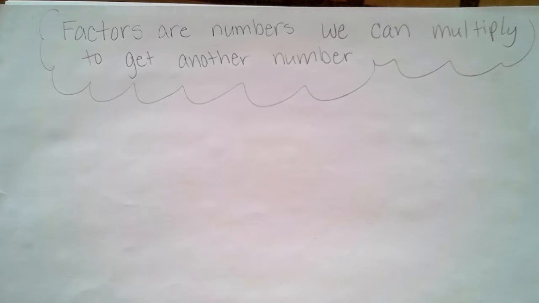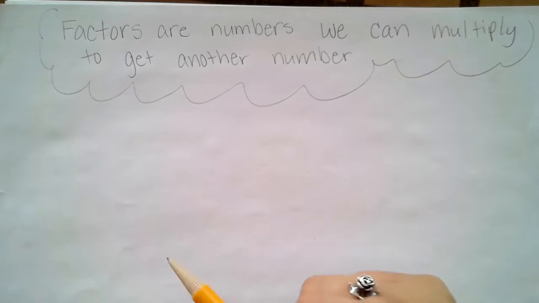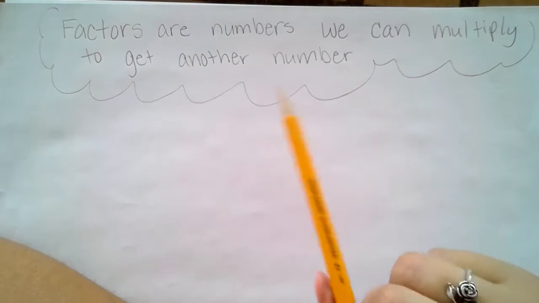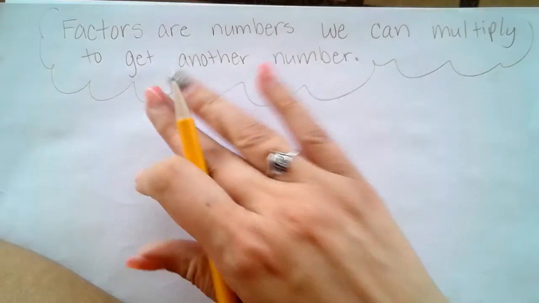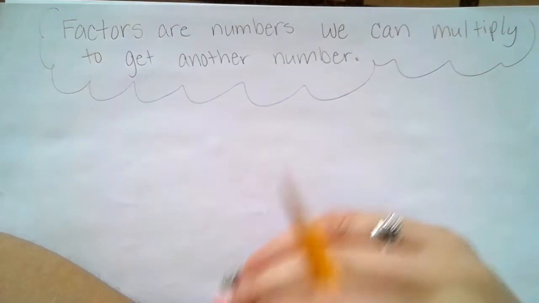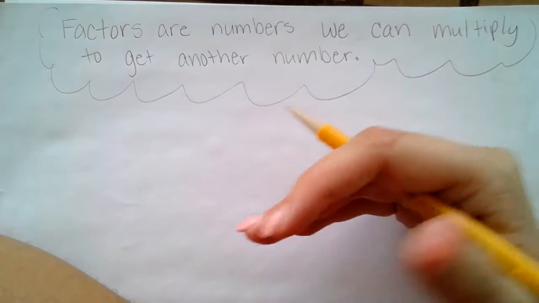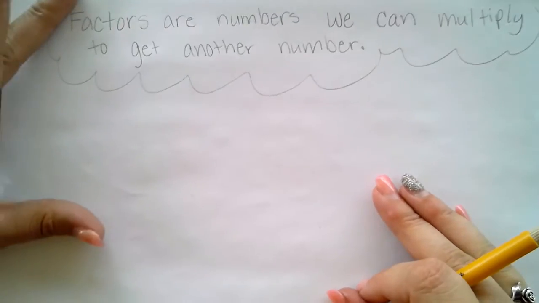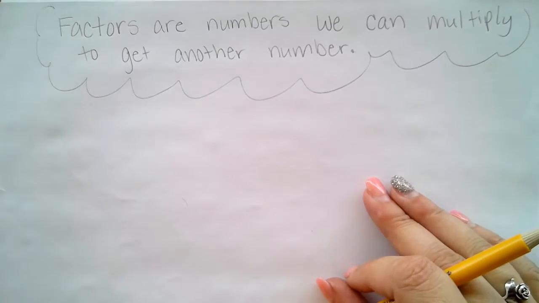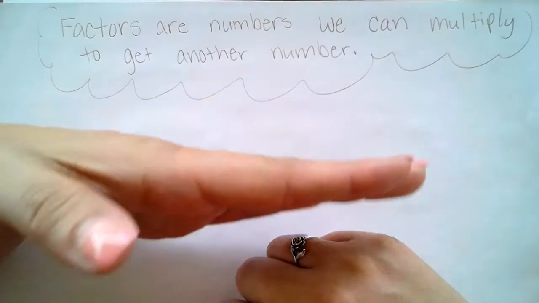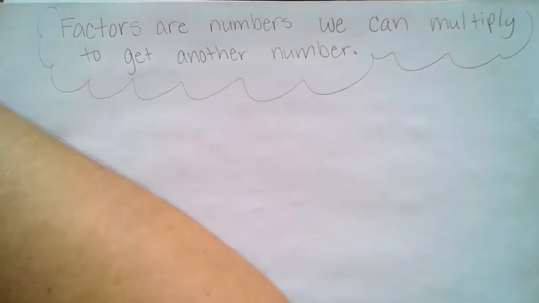So we're going to talk about factors, reminding ourselves that factors are numbers we can multiply to get another number, okay? So thinking of that, it's all the different numbers that we can multiply to get a number. The reason we're going to talk about factors and how to factor a number is because I need you to understand this before we go into prime and composite numbers.